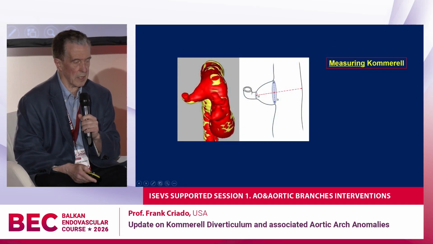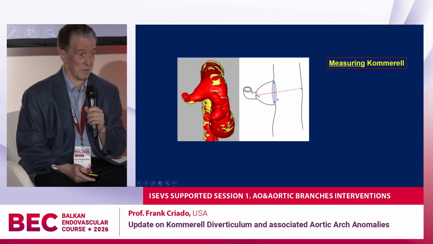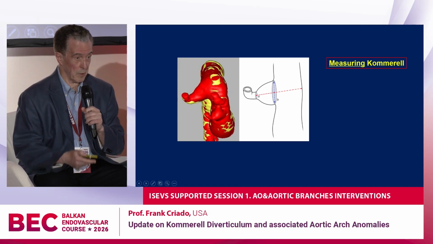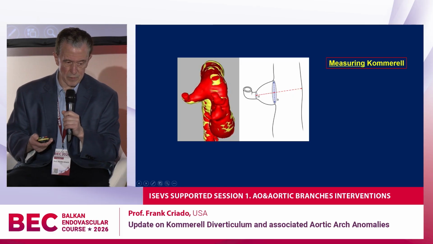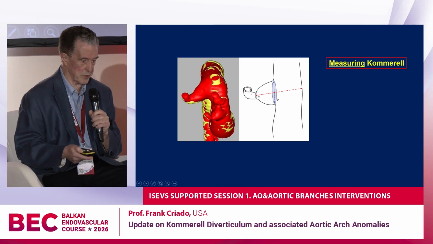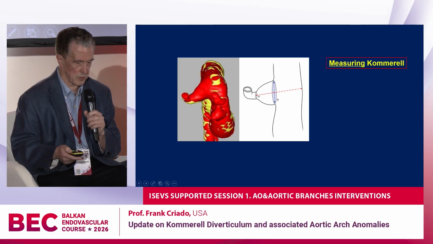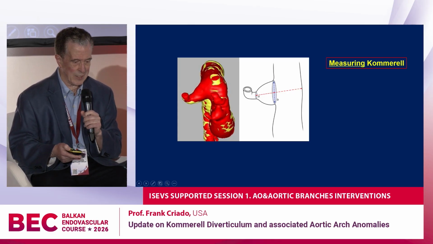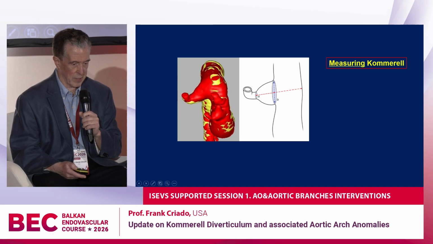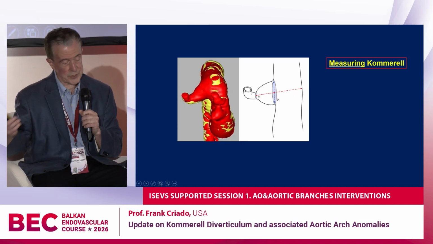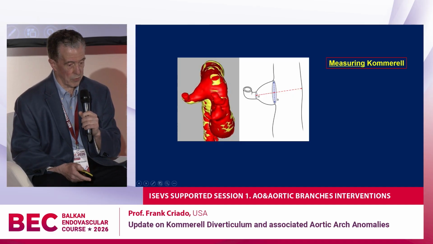How do you measure a Kommerell's, or any saccular aneurysm for that matter? Well, I'm not going to give you a full discussion on that, but it is a matter of good consensus among experts today around the world that the best measurement is the so-called transaortic technique that you see there on that red dotted line that goes from the apex of the aneurysm or diverticulum to the normal opposite side wall of the aorta.